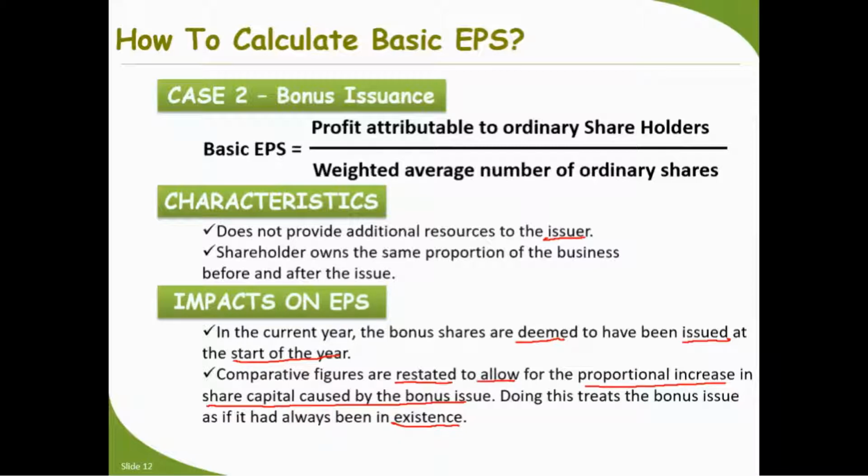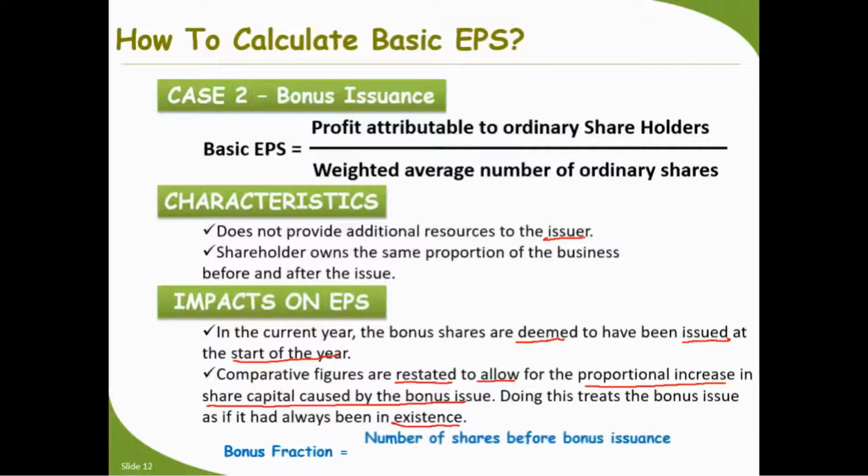Now keep in mind, this concept applies when during the accounting period you have only bonus issuance. But if there is a market issuance, then we will talk later on how to deal with that in another example. Here we are assuming that during the accounting period you have only bonus issuance, so you will assume that your bonus shares are issued at the start of the accounting period, and to restate the preceding time period, you will assume that these shares were already in existence.